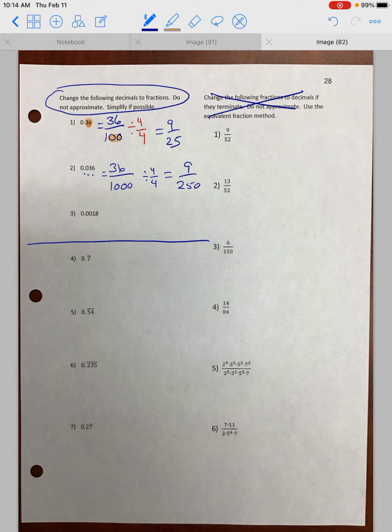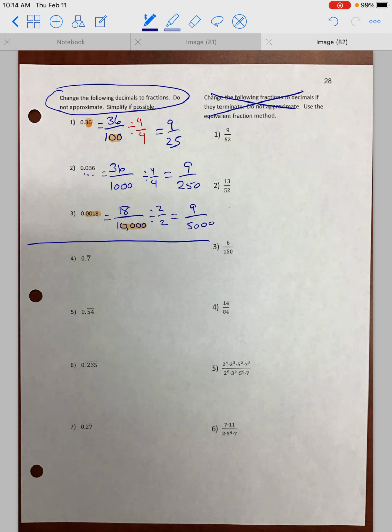Okay, our last one, we have tenths, hundredths, thousandths, 10 thousandths. So that'll be 18 over 10,000. And you can check, there's 4 zeros here, and there's 4 decimal places here, so those should always match. This one's only divisible by 2, top and bottom. So we get 9 over, let's see, 5,000.